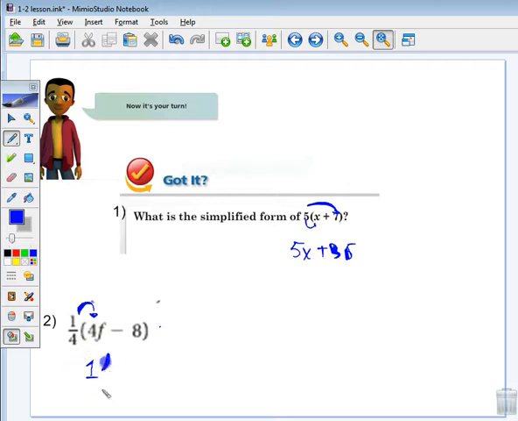But we do not want to put 1f. Alright, so we just write f. And then a quarter of 8, and that is 2, so that will be minus 2. So this will be the simplified form.